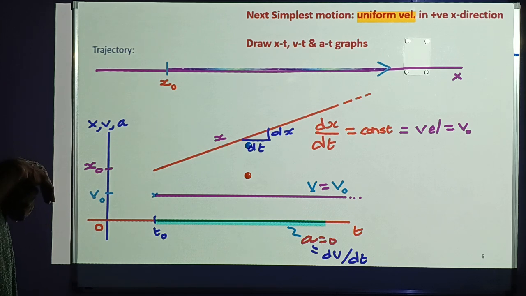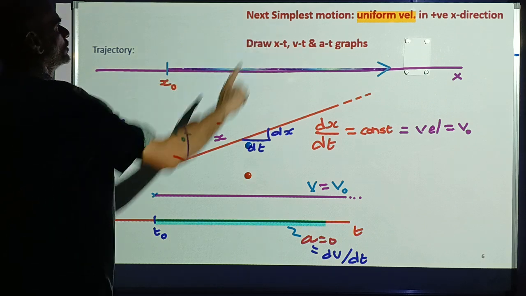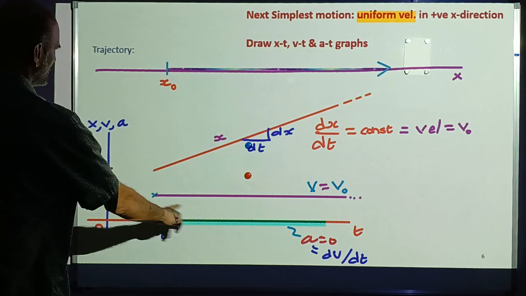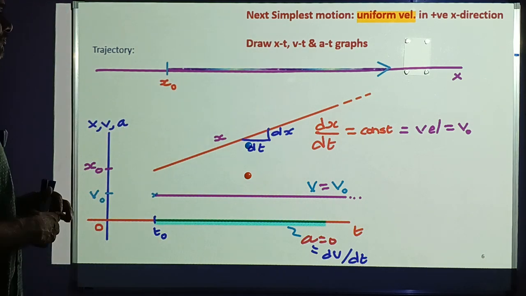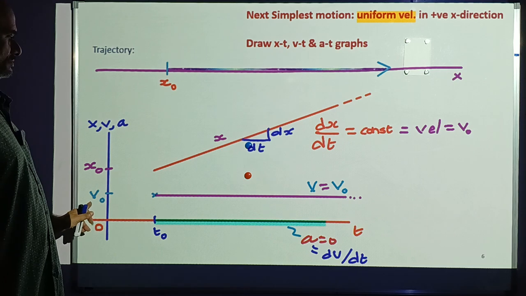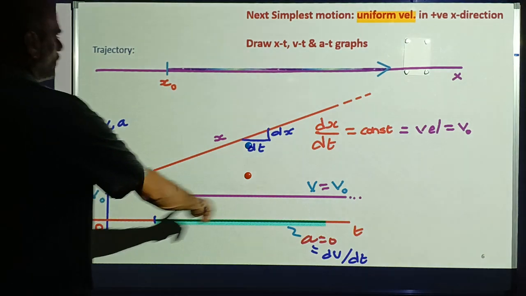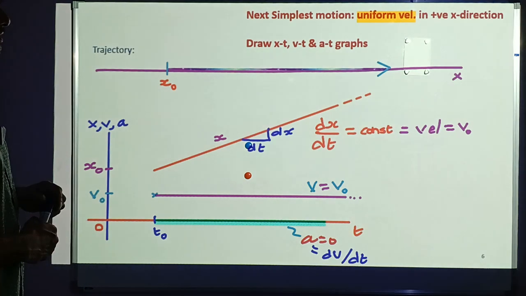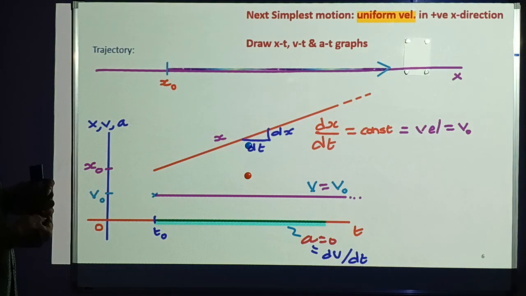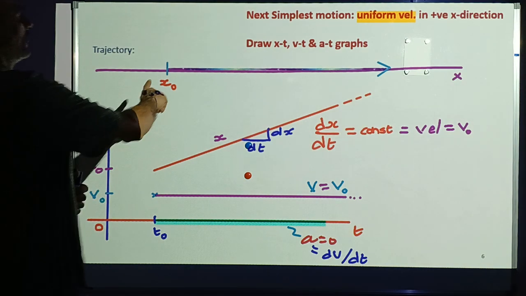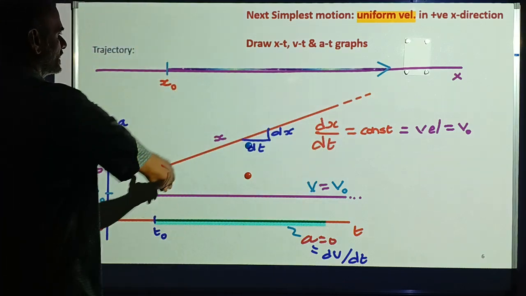The velocity time curve is simple because we have given it's a uniform velocity. So v versus t will be a horizontal line of value v0. Y coordinate will be v0, x coordinate is time. So for all times, the velocity is constant and it's equal to v0. But the position x is constantly increasing, so it will increase like this.